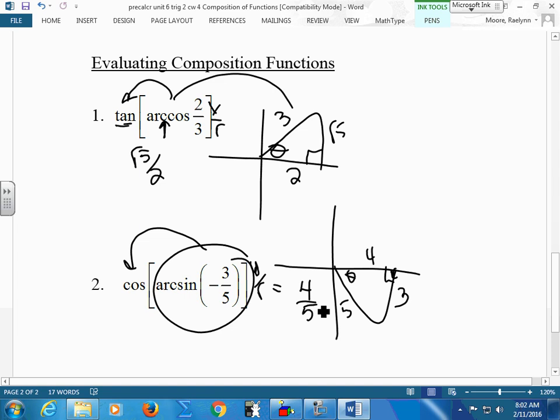So would you just say cosine equals 4 over 5? Oh, so you have to put the whole thing equals 4 over 5. Well, no, just say equal to 4 over 5. Okay.